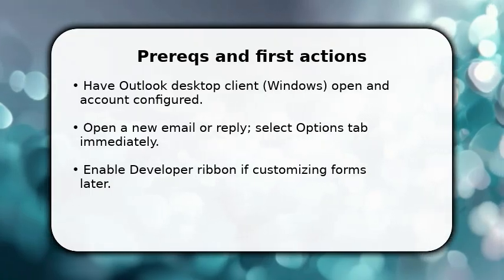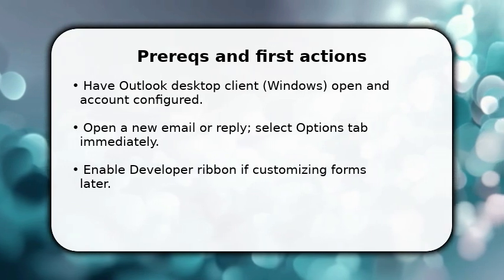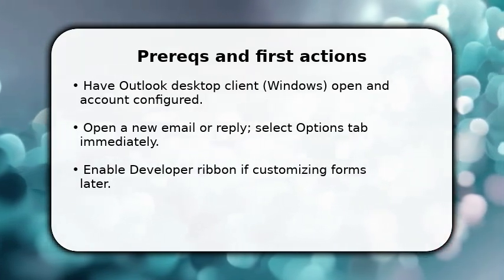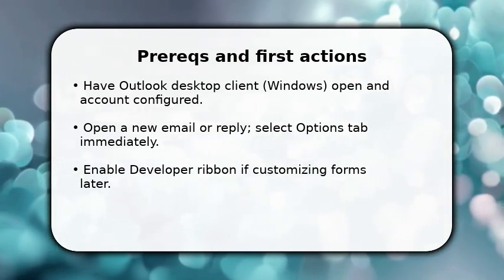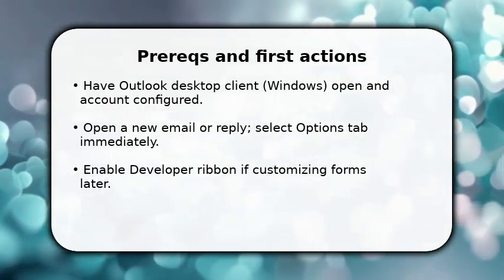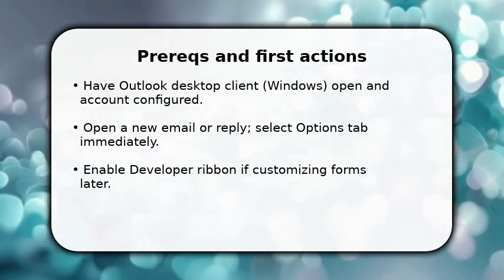You start with Outlook open and your account working. First, compose a new message or reply to an existing thread. This places you where voting options apply. Next, switch to the Options tab and locate the voting buttons drop-down so you can pick a preset.